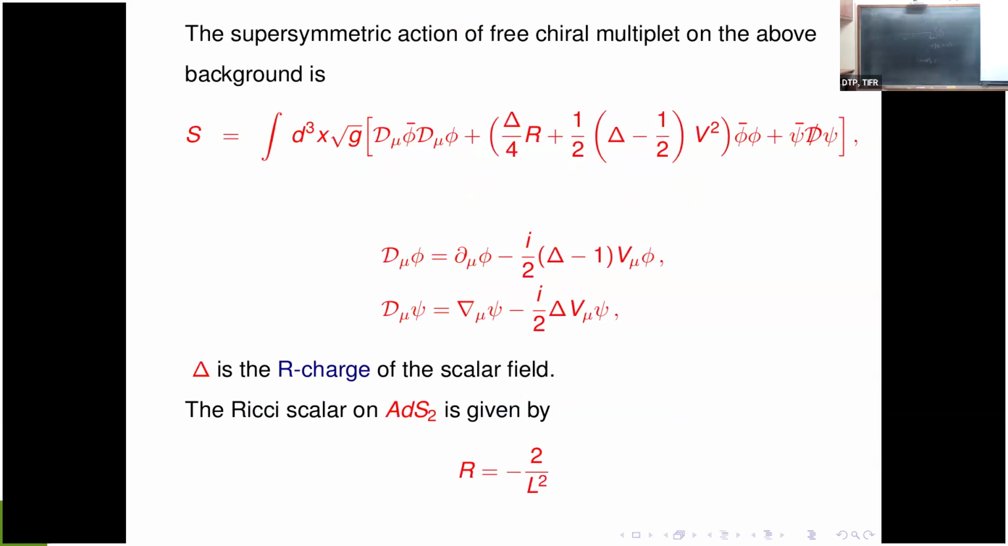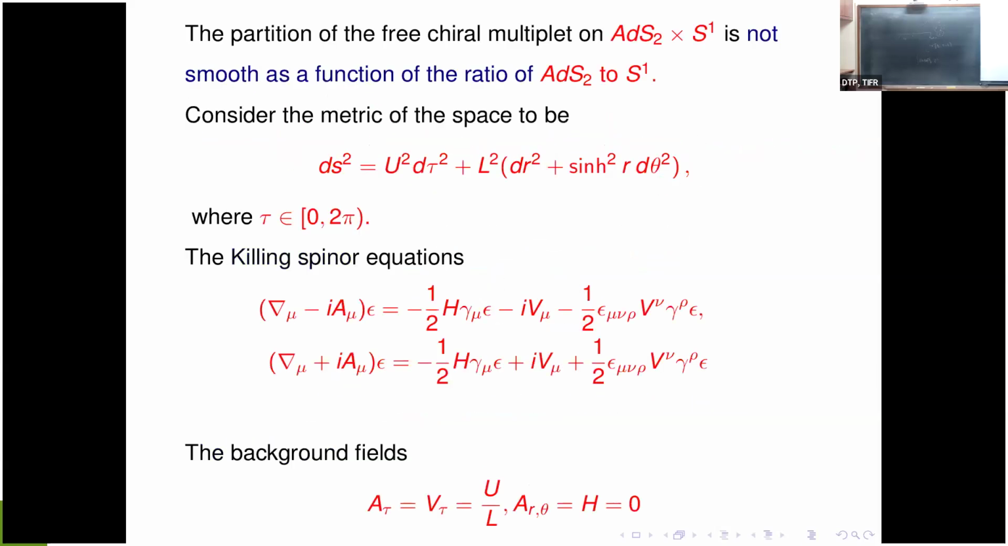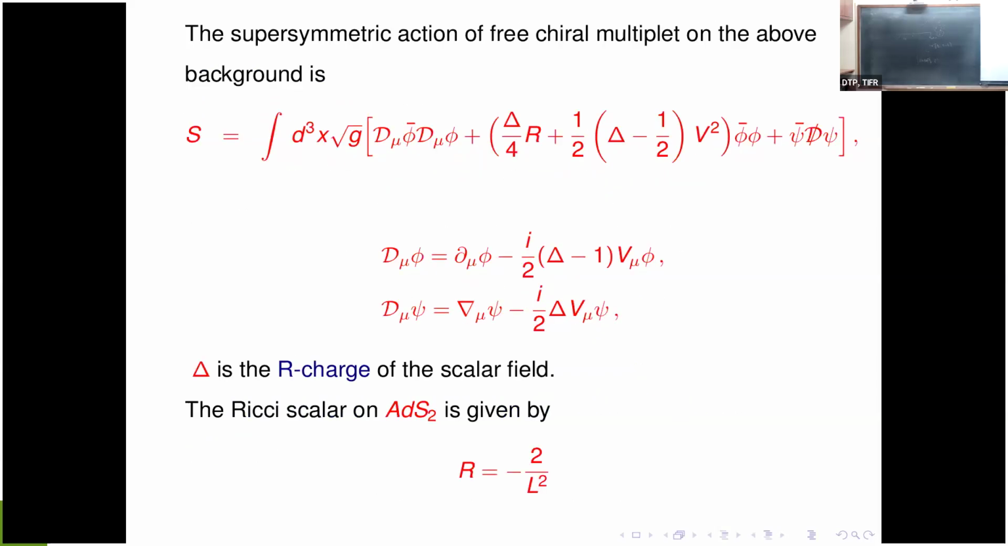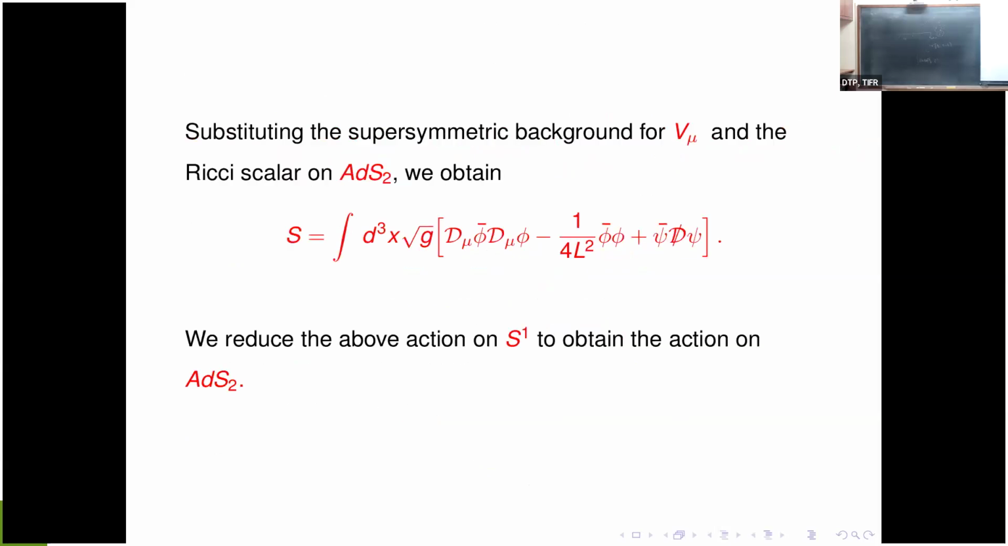So if you take the chiral multiplet on this background, which is a supersymmetric background, there is a Killing spinor. And plug in, this is the action. There's a complex scalar, a Dirac fermion, and certain backgrounds which are all given to you, and then you just substitute it in the action, and the action reduces to this form.